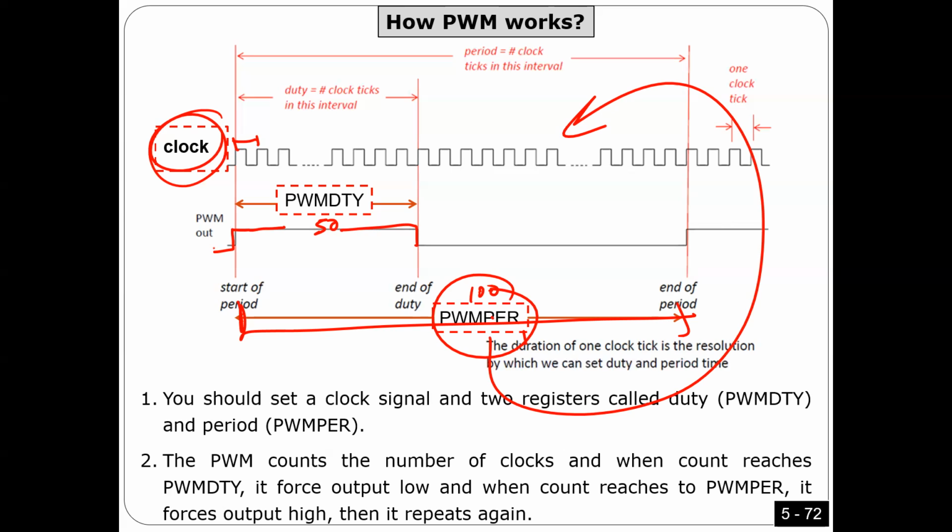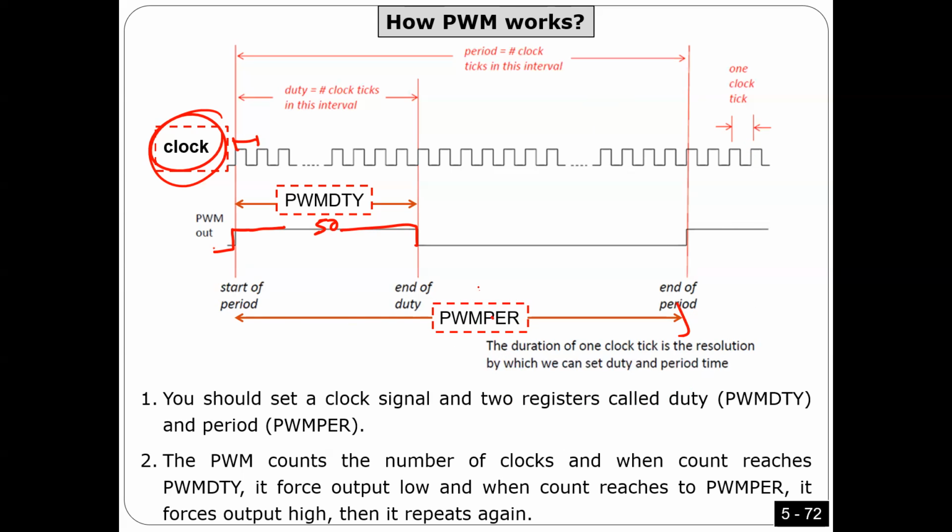So the period is going to be 100. If this one is 100, that means from here to here we're going to generate 100 cycles. Is that okay? So that's why it's very easy. For example, I can make this one 200, I can make it 150, so I can change the frequency easily.